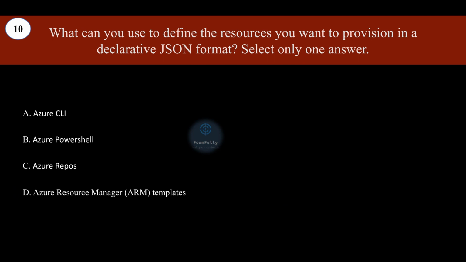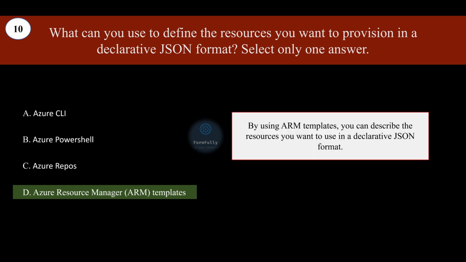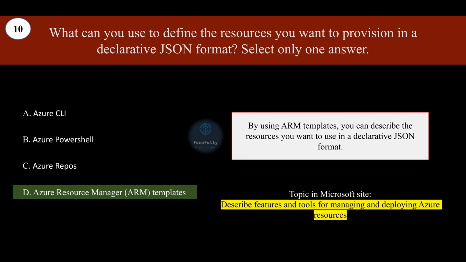Question 10. What can you use to define the resources you want to provision in a declarative JSON format? Select only one answer. Options are Azure CLI, Azure PowerShell, Azure Repos, Azure Resource Manager templates. And the correct option is D, Azure Resource Manager templates. By using the ARM templates, you can describe the resources you want to use in a declarative JSON format. Topic to visit on Microsoft site is describe features and tools for managing and deploying Azure resources.